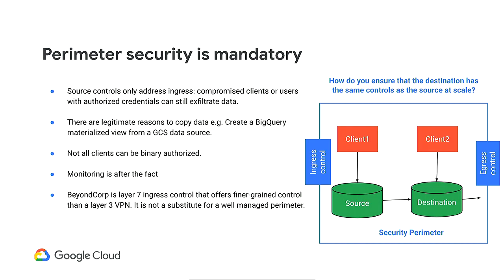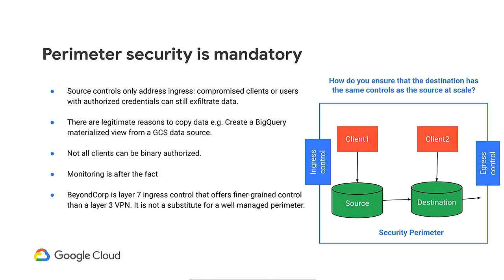So why is it mandatory? Why are the other controls not sufficient? Your source controls, which we talked about, address only ingress. Compromised clients or users with authorized credentials can still exfiltrate data, no matter how well you protect the source.